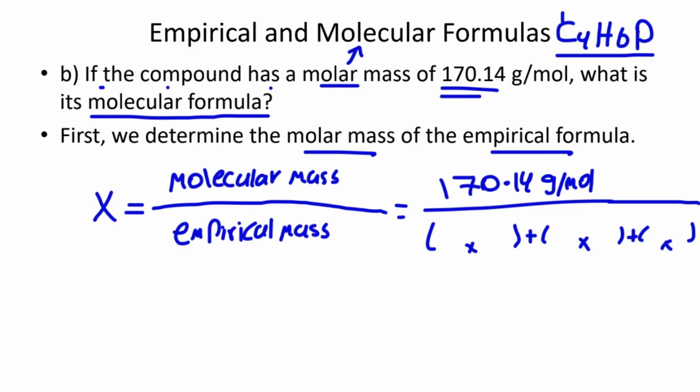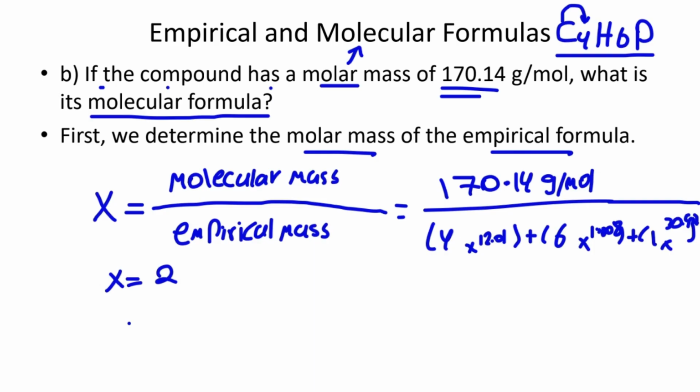First of all, we have carbon, which has 4 atoms, so 4 times its molar mass, which is 12.01. And then we have hydrogen, 6 hydrogens times its molar mass, which is 1.008. And finally, the phosphorus, which is 1 phosphorus times 30.974, sorry, 30.974. Now, I'm going to use the calculator in order to find the final answer. The final answer is 2. So x equals 2.